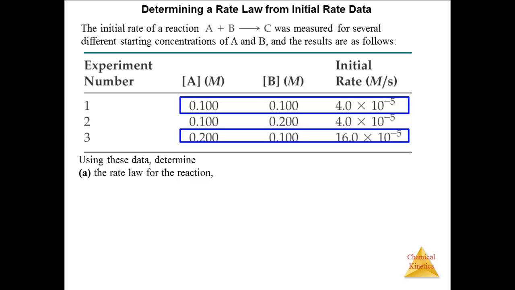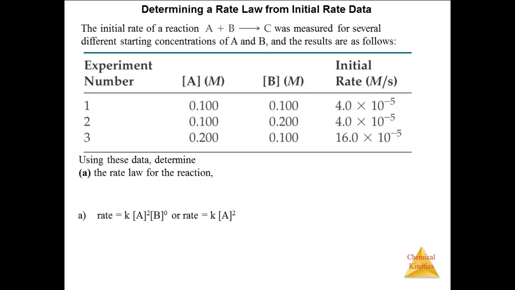If we look at experiments 1 and 3, we see that the concentration of B does not change, while the concentration of A doubles. The rate is 4 times as great, so the reaction is second order in the concentration of A. 4 times the rate is the doubled concentration squared. So the rate law expression is rate equals k times the concentration of A squared times the concentration of B to the 0 power, or simply rate equals k times the concentration of A squared.